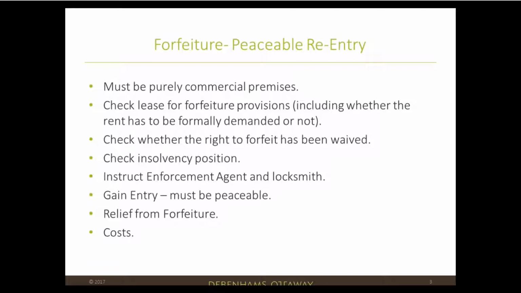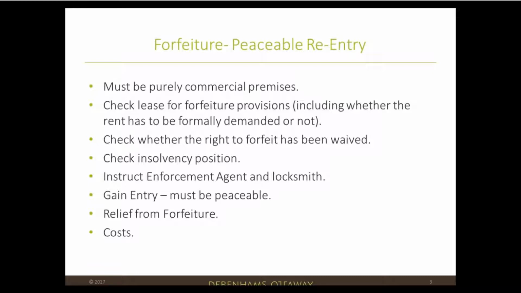Unless you've got that temporary licence in place, then you mustn't let the tenant in beforehand, because you don't want, one, for them to lock themselves in and take back the premises, and two, if you do let them back in, you may be creating some other form of tenancy or some form of protected tenancy that you really don't want to do.